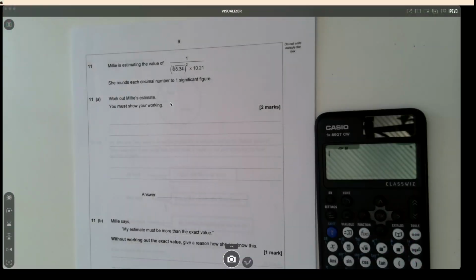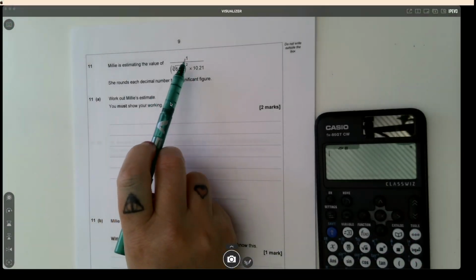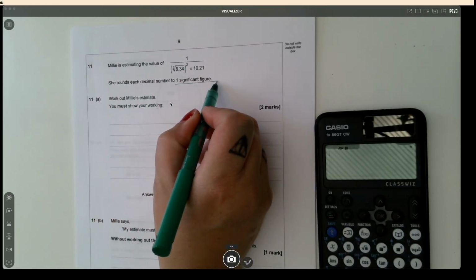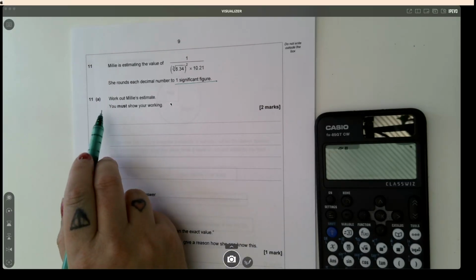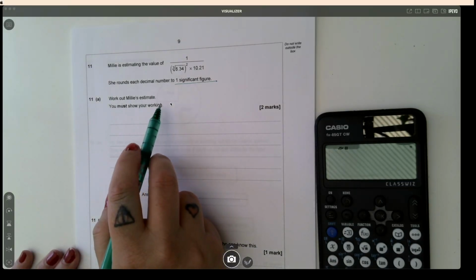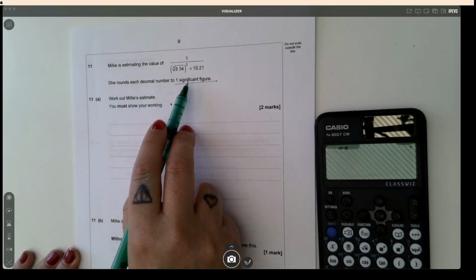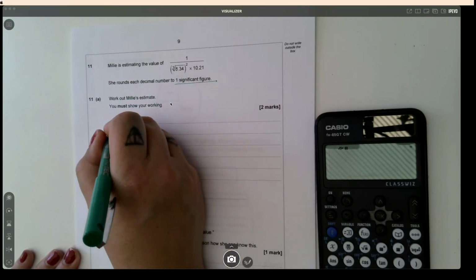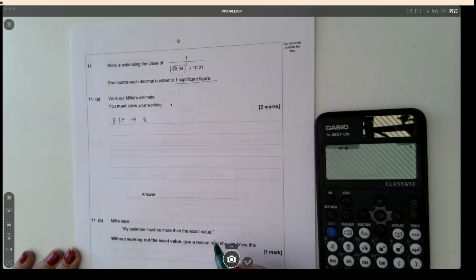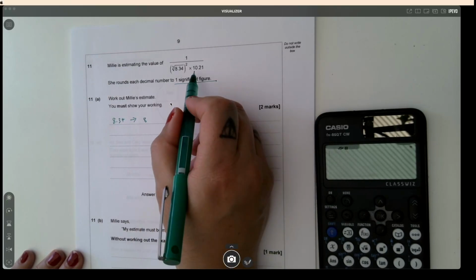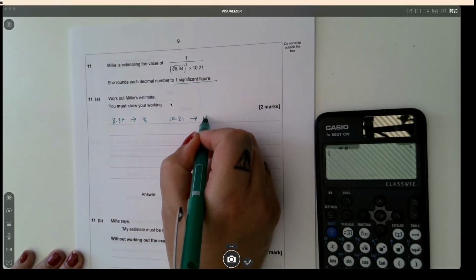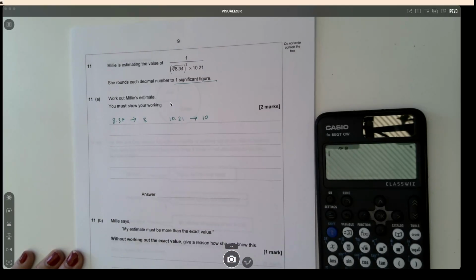Question 11. Millie is estimating the value of this calculation. She rounds each decimal number to one significant figure. 11A. Work out Millie's estimate. You must show your working. So she's rounding each decimal to one significant figure. The first decimal is 8.34, so we're going to round that to 8 to one significant figure. The second decimal is 10.21, so we're going to round that to 10 to one significant figure.